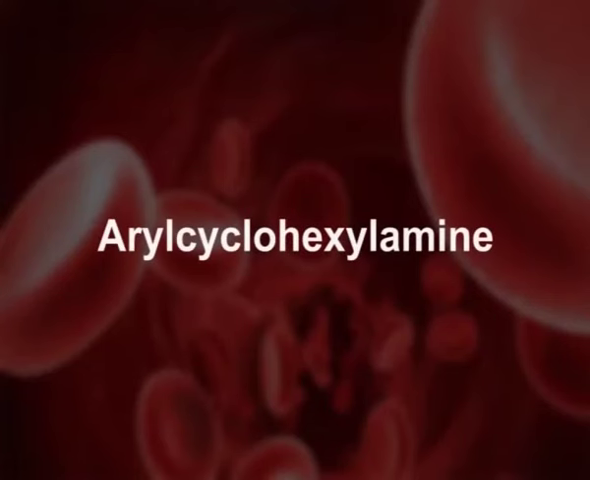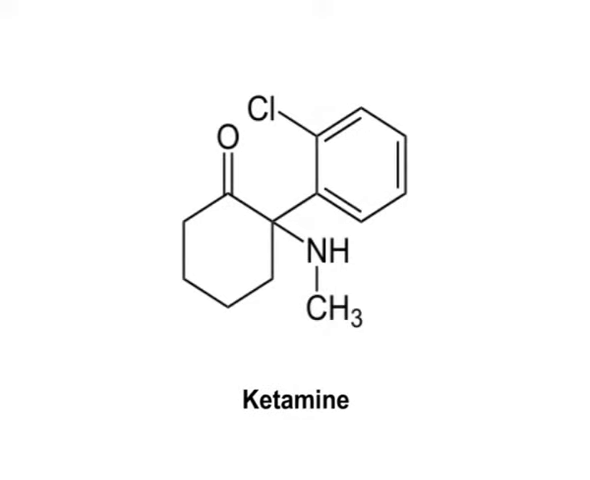The next category belonging to intravenous anesthetic agents is aryl cyclohexylamine derivative. The drug is ketamine. Ketamine is a rapid acting agent that can be used for induction, used as the sole agent for general anesthesia or combined with other agents. Unlike the proposed mechanism of action for most anesthetics, ketamine does not act at the gamma aminobutyric acid A, that is GABA A receptor.